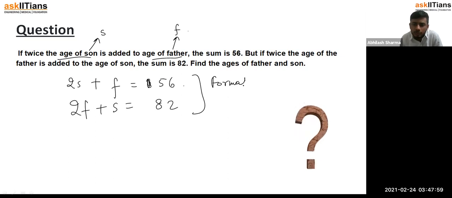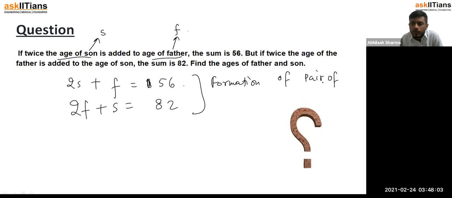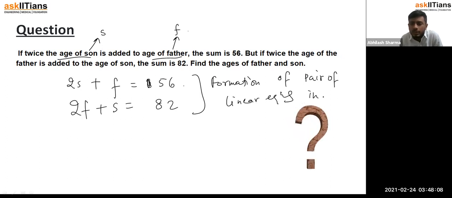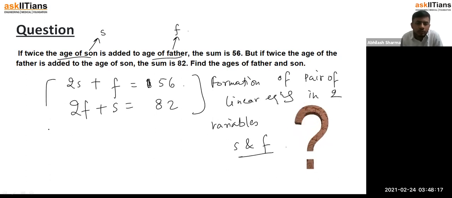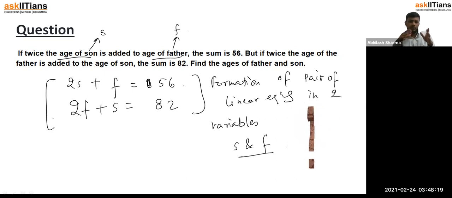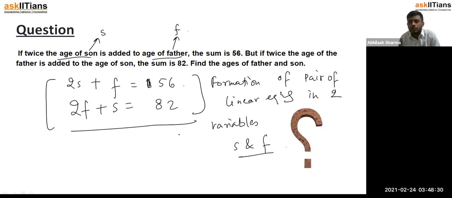So, formation of a pair of linear equations in two variables S and F, we have formed this. So formation: we have learned how, from given information in the form of a word problem, we can convert it into equations. That we have learned here. How to solve, we'll learn in just a moment. But first we need to understand how formation takes place.